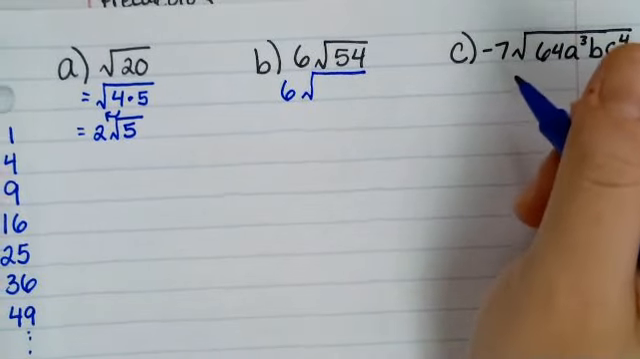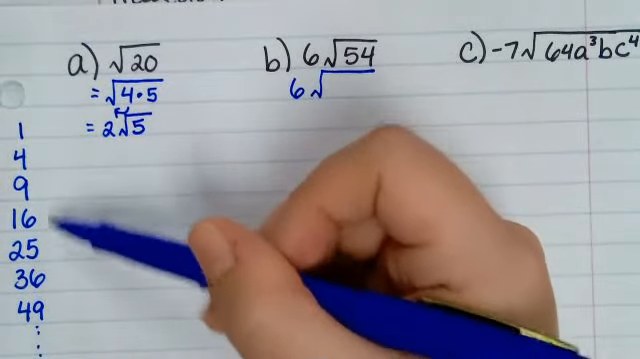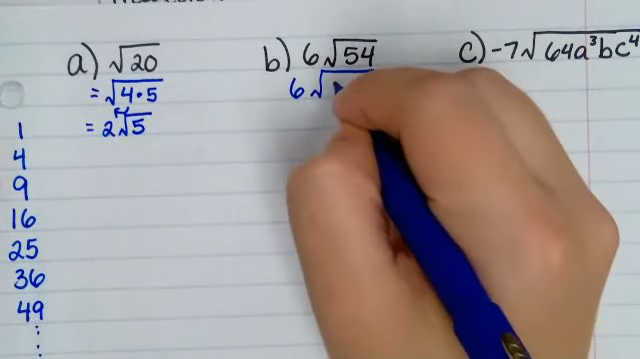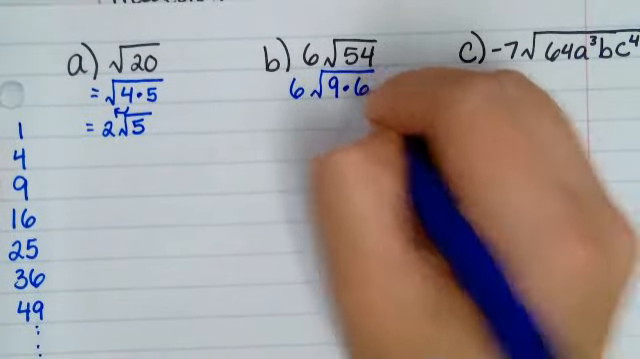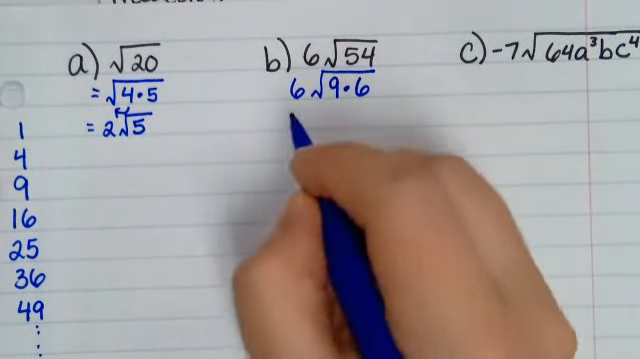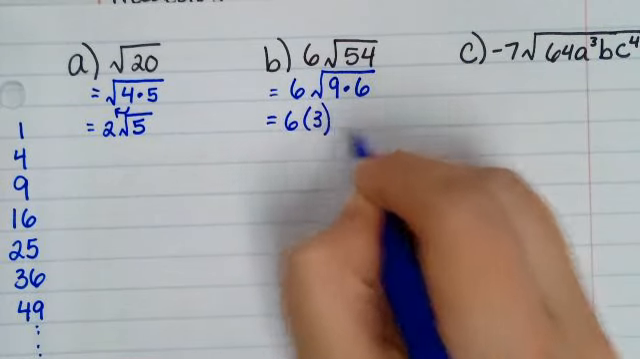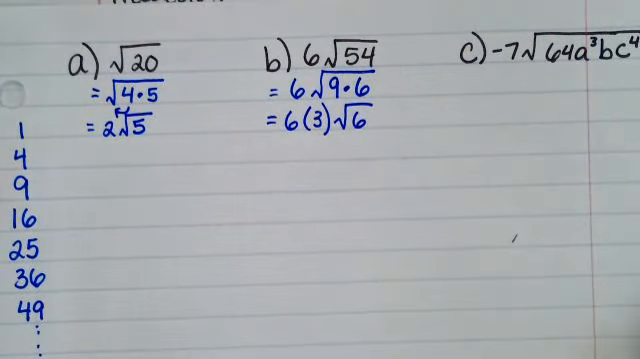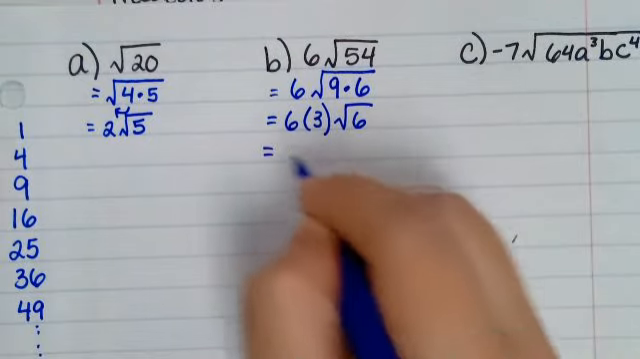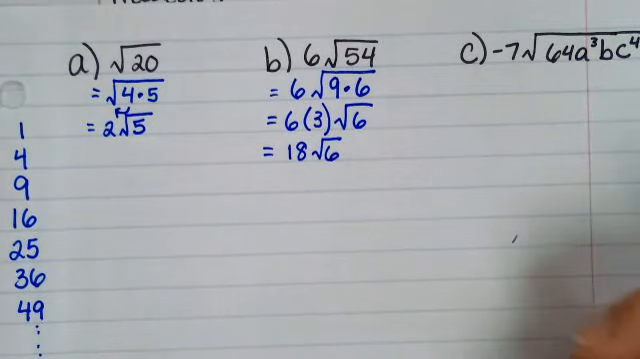So I'm thinking about 54 and I'm thinking about factors, and I would like to try to find the largest perfect square that is a factor of 54. And the one that comes to mind for me is 9, because 9 times 6 is 54. I can take the square root of 9 out because it is that perfect square. The square root of 9 is 3. The 6 stays stuck inside. And now I'm going to multiply these two terms on the front. 6 times 3 is 18. We still have the square root of 6, and that is as simple as it gets.